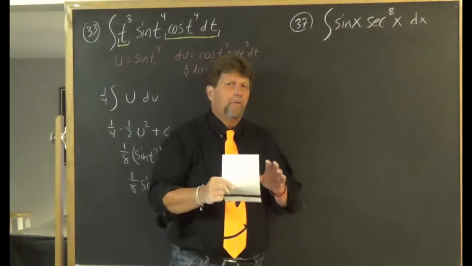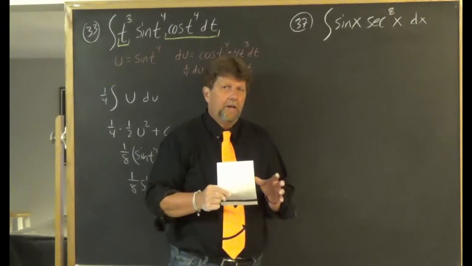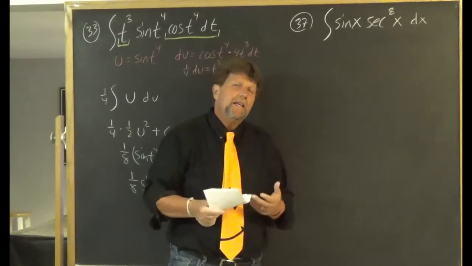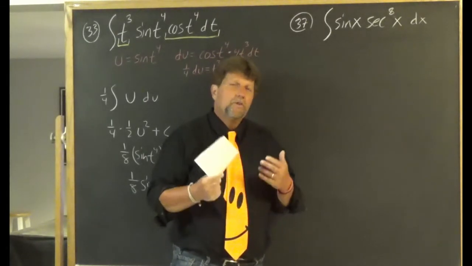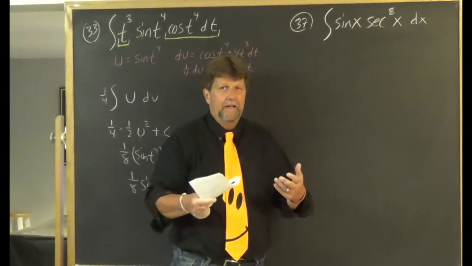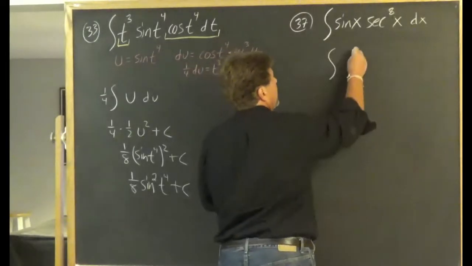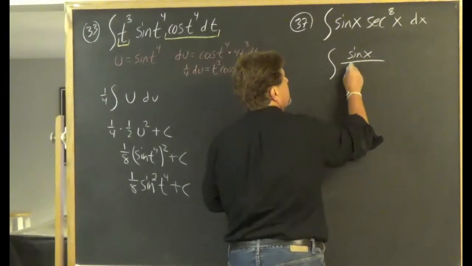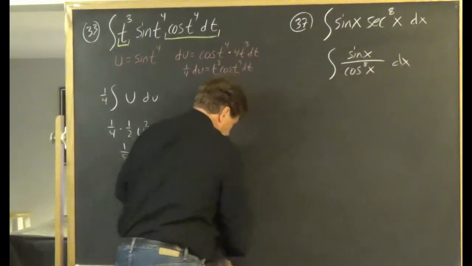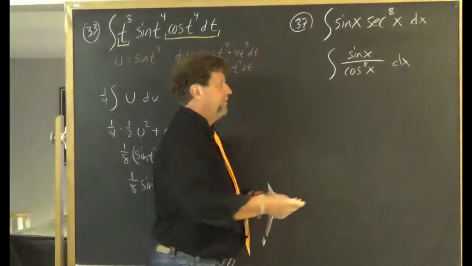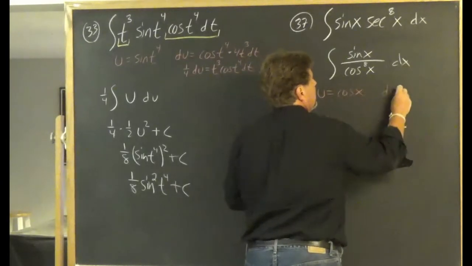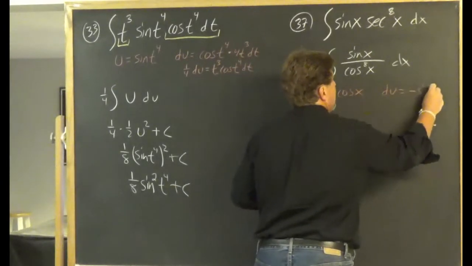Okay, I have to do a little bit of work here with the integrand before I can even think about a U-substitution. Remember, secant is the reciprocal of cosine. So secant to the 8th is equal to 1 over cosine to the 8th. So I can rewrite this integrand as sine x over cosine to the 8th dx. And then it's pretty friendly. I let u equal cosine x. du is negative sine x dx.